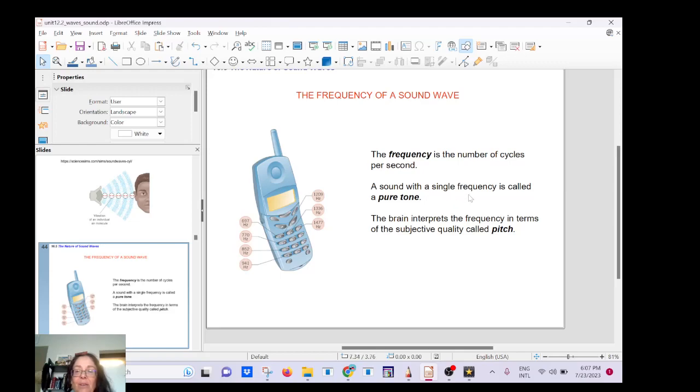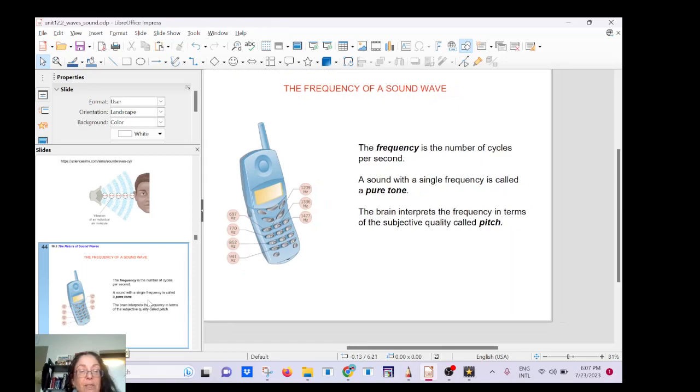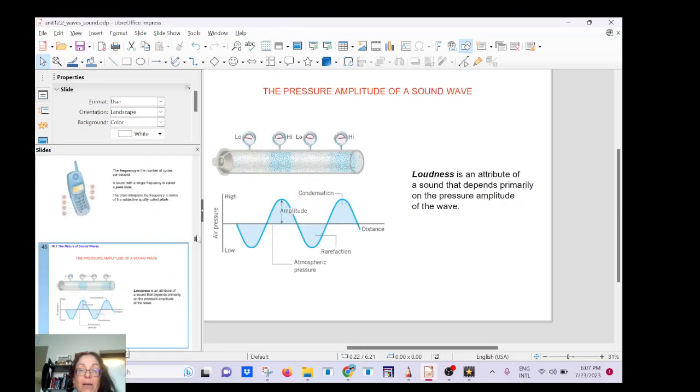A sound with a single frequency is called a pure tone. So that will be, for example, a tuning fork. Okay, a tuning fork will have like one pitch, and it will use its first mode essentially. The pitch is what we interpret as the frequency, right? So we talked about the physics of music already, so I'm not going to go back and talk about that.